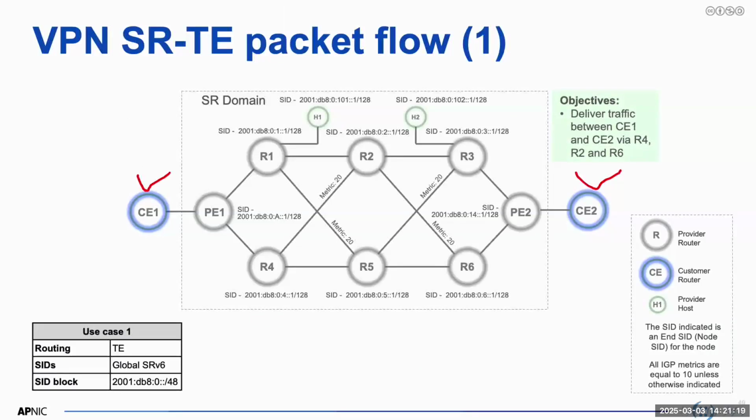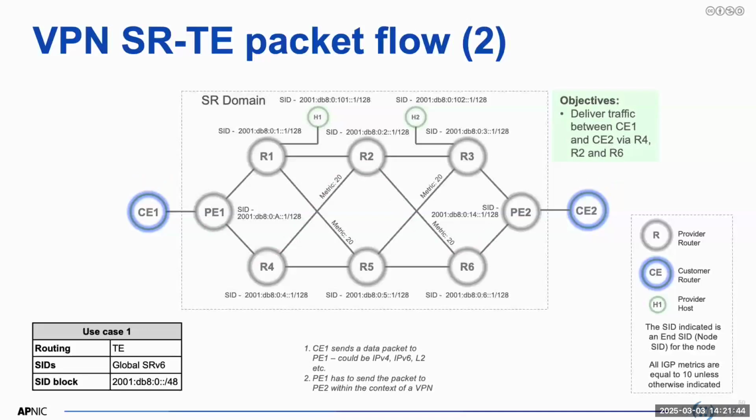So this is our objective: deliver traffic between C1 and C2 via R1, R2, and R6. So this is our path. It's a kind of zigzag path. So what are the different steps that we need to take? First we need to see how C1 and C2 are able to discover each other.